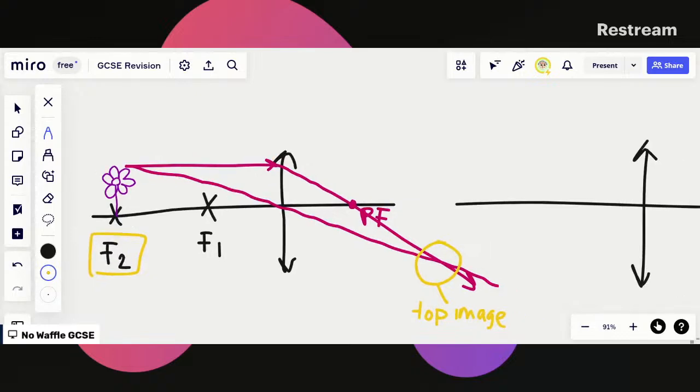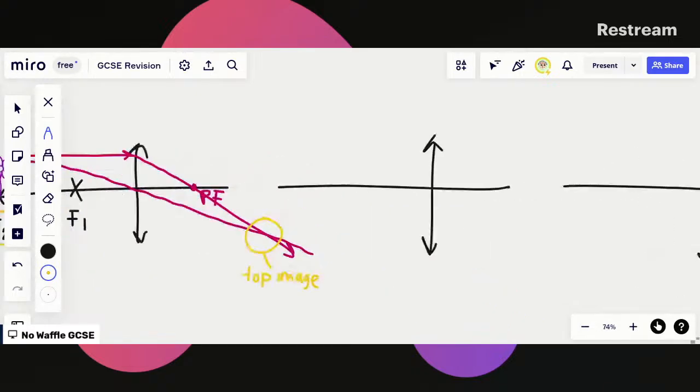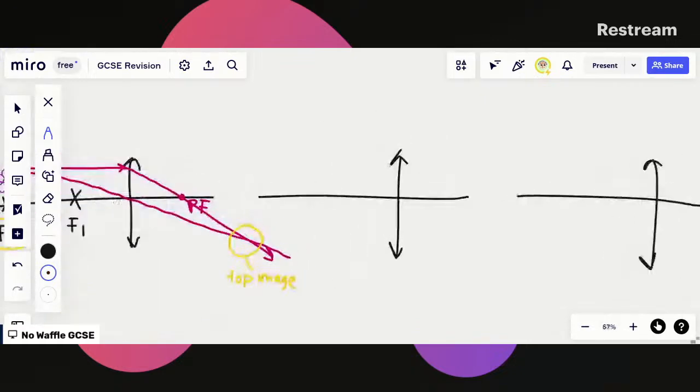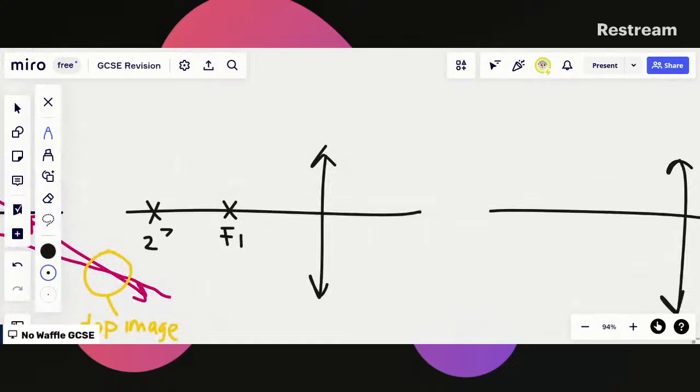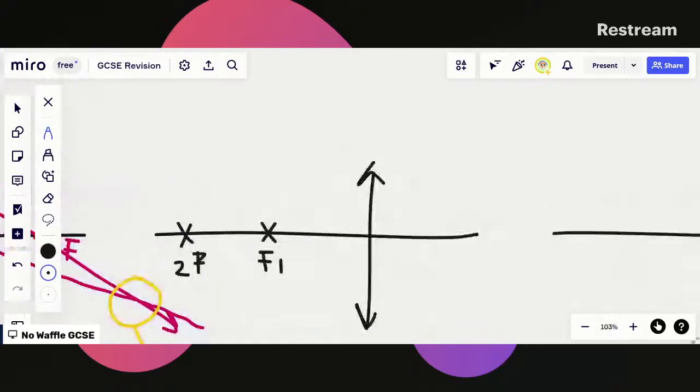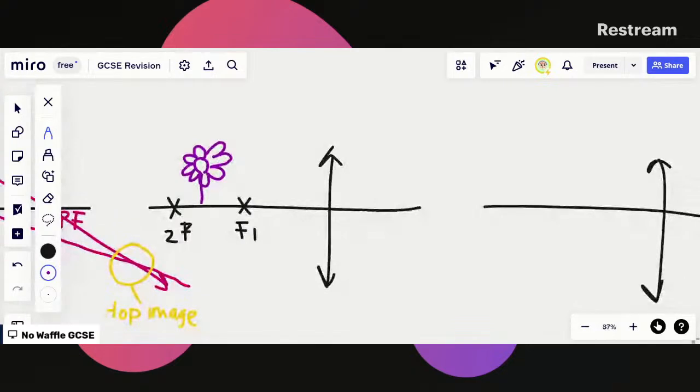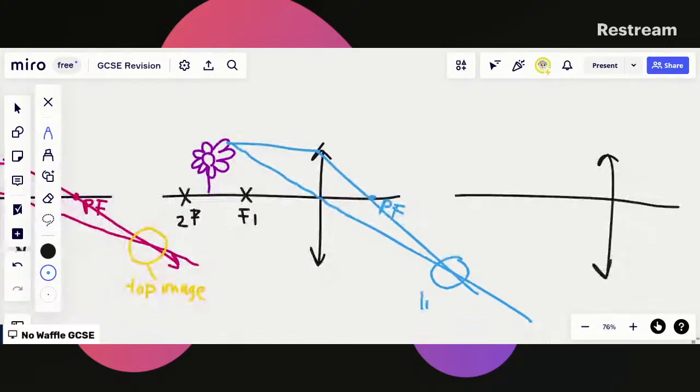Now, if it was between two focal lengths and one focal length away, then it produces something a little bit different. So let's go through that now. So imagine this is one focal length, this is two focal lengths, and let's say that the flower is actually found somewhere between these two. We're still going to apply our knowledge in the same way. So because it's one to two focal lengths away, you've got the same thing. So the top of the object is parallel to the axis, and then it goes through the principal focus point. And then you've got the top of the object going through the centre, and then the point at which the image is made is here.